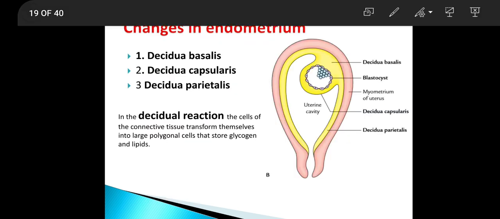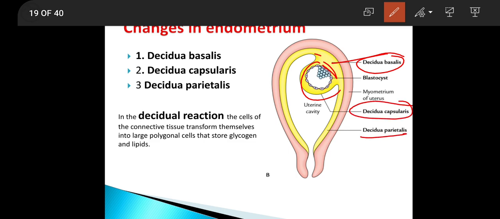Here you can see the decidua. The part of the decidua which is related to the embryonic pole is called decidua basalis. The part of the endometrium which is covering the embryo is called decidua capsularis, and the part of the decidua which is lining the uterine cavity is called decidua parietalis.